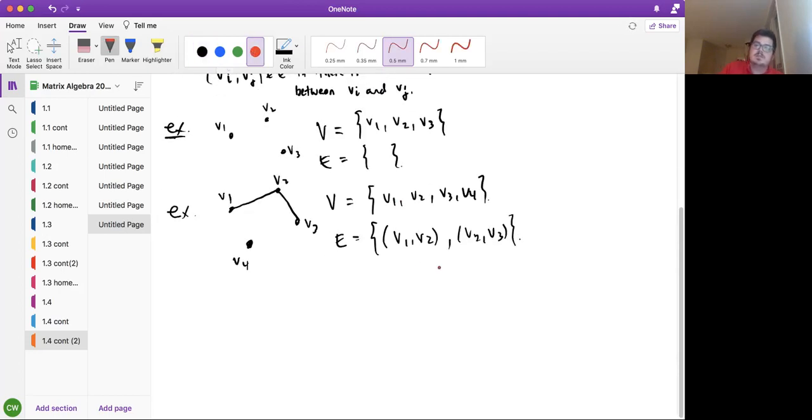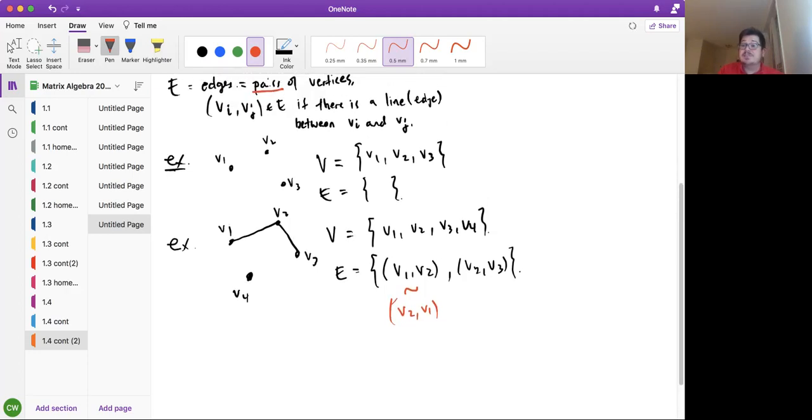So notice, by the way, that V1, V2 can also be expressed as V2, V1, right? They're not a different edge. It's just one line there, but V2, V1 means the same thing as V1, V2, but we don't label it as a different edge. So you can flip the order of the vertices, and it's not like a new edge.